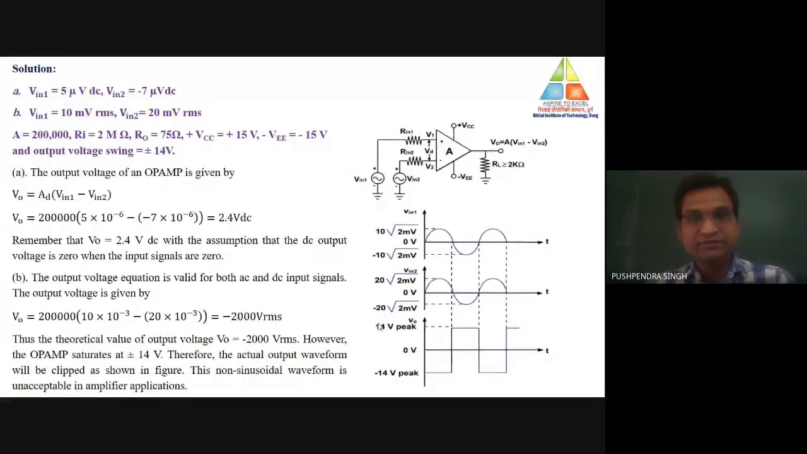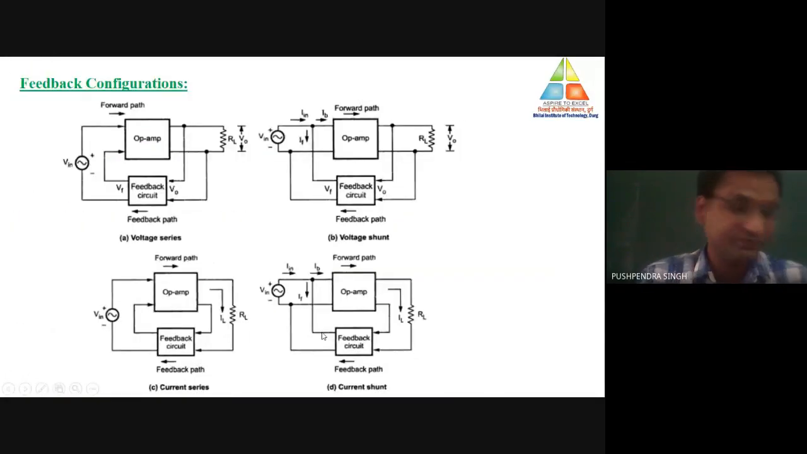Now moving further, before that, you can see there is a clipping. That means whatever information is contained over here is completely lost. So that is also a problem with the open loop configuration of the op-amp. That's why we need to reduce the value of gain, and for the reduction, we need to apply some feedback. Which kind of feedback? Negative feedback. So now moving further to feedback configurations.